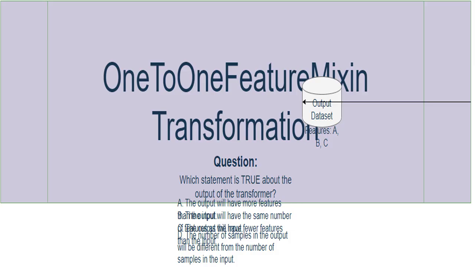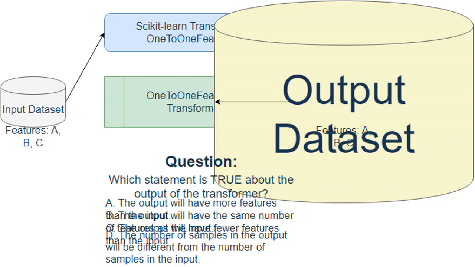I'm using a special scikit-learn tool called OneToOneFeatureMixin. It's a transformer, and it's crucial here that it's a one-to-one feature transformer. This means it ensures that every feature entering the transformer gets exactly one and only one corresponding feature at the output. It neither adds nor subtracts features. This is the result after applying the OneToOneFeatureMixin to my input dataset. Let's see what changes, or doesn't change.